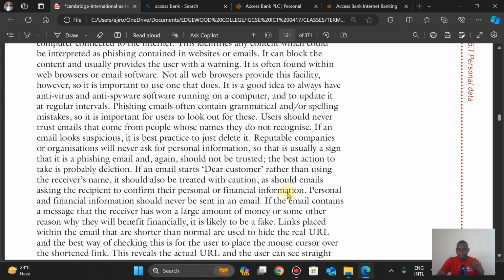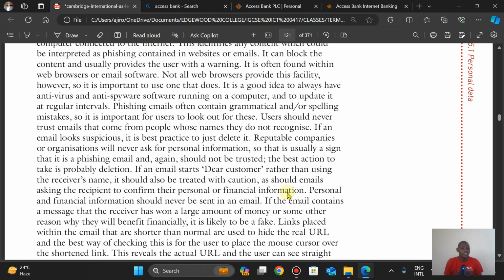I have mails from my bank that calls my name, not "Dear customer." Why would you tell me "Dear customer"? I've registered in your bank. You should know my name. Okay, I'm using Access Bank. They should know my name. Both in my local bank and also for my international bank is Access Bank.